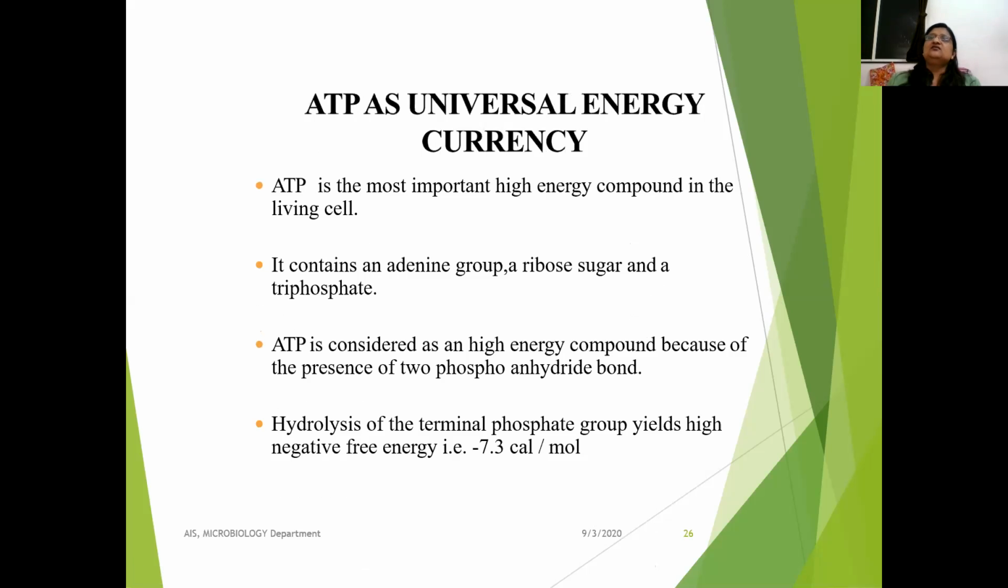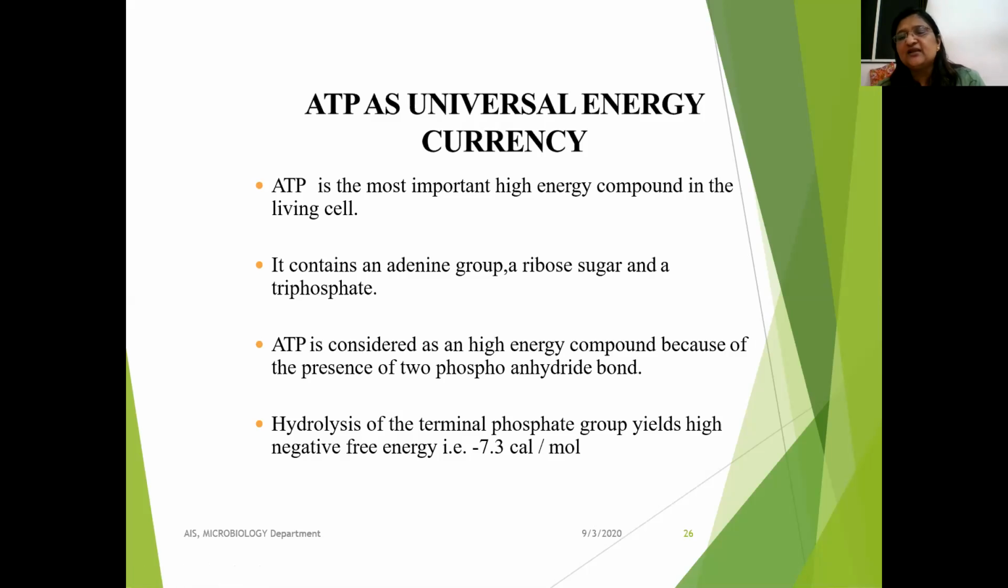Now, ATP is known as the universal energy currency, meaning ATP is an important component for energy supply. The composition of ATP is adenine, ribose sugar and triphosphate. ATP is considered a high energy compound because of the presence of two phosphoanhydride bonds.